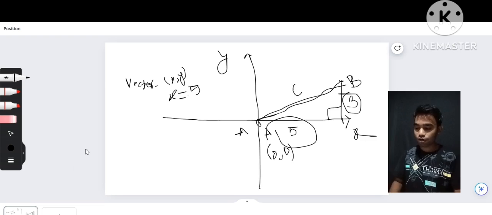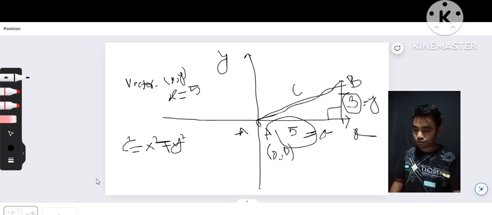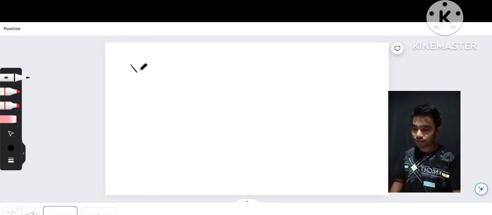So the theorem says c square equals x square plus y square. Let's assume this one is x and this one is y. Let's do it over here on another page. So c square equals x square plus y square.